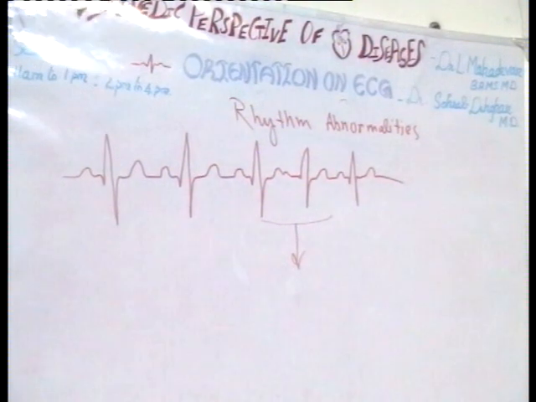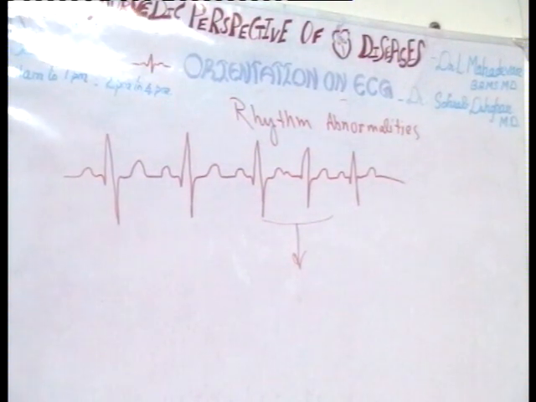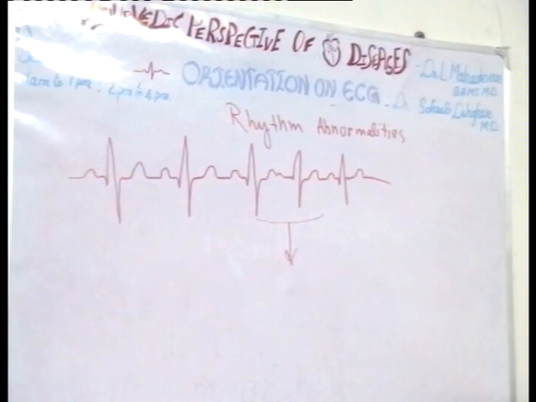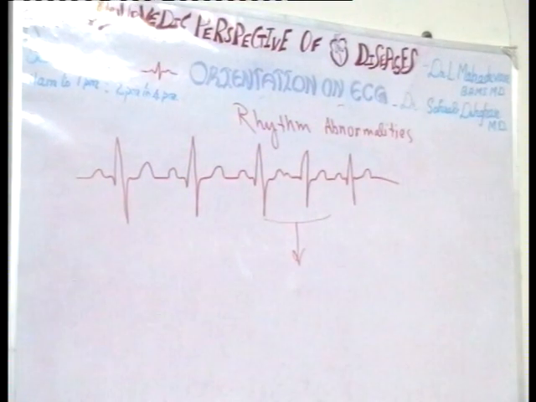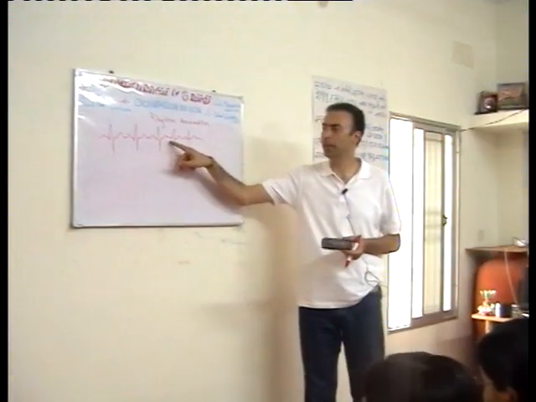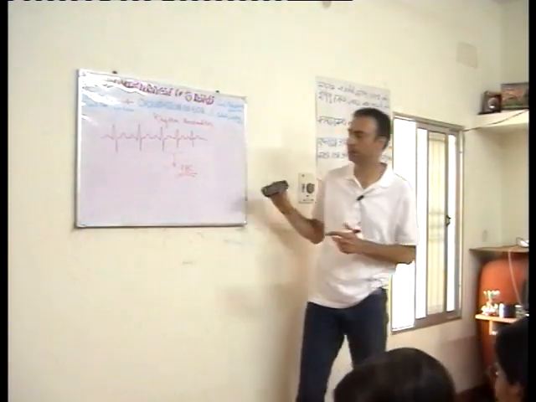P is overlapping the preceding T, isn't it? So, what has happened? We call it premature atrial, which has come in an improper place.